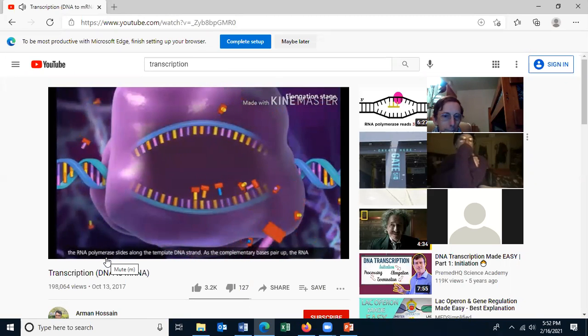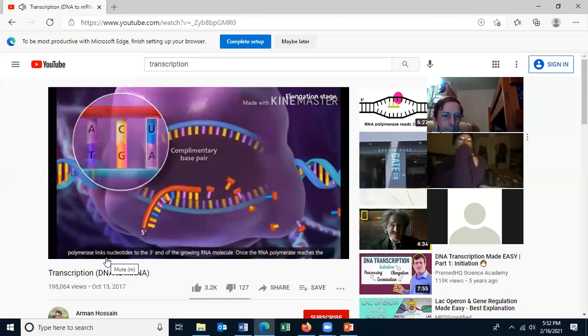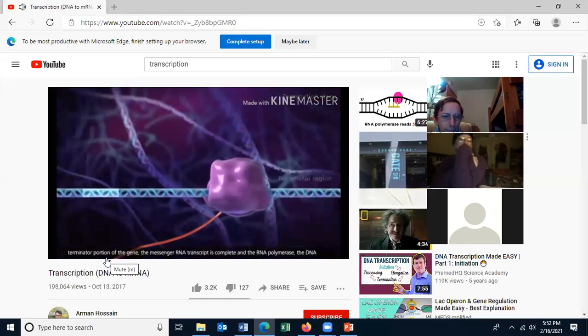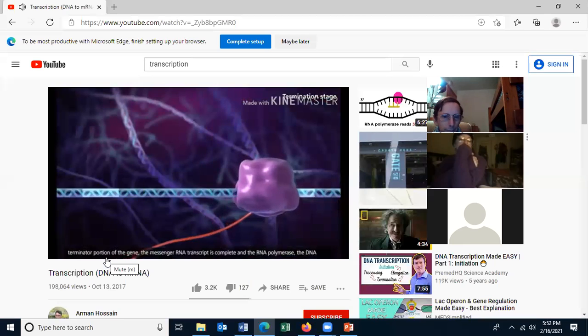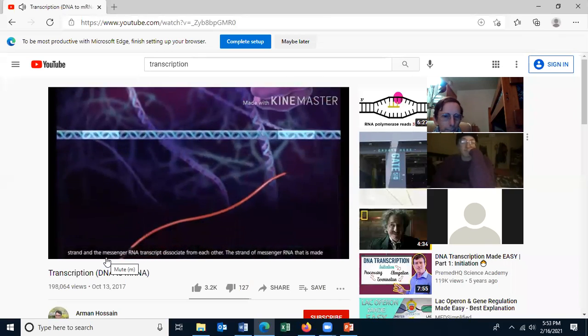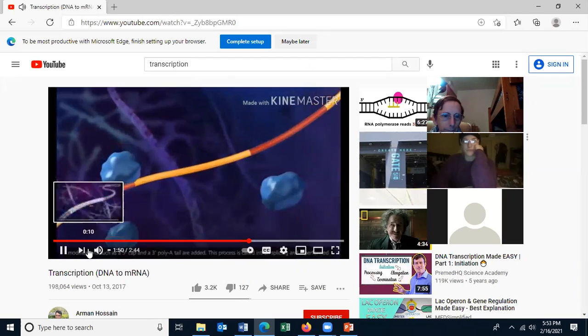Then during elongation, the RNA polymerase slides along the template DNA strand. As the complementary bases pair up, the RNA polymerase links nucleotides to the 3' end of the growing RNA molecule. Once the RNA polymerase reaches the terminator portion of the gene, the messenger RNA transcript is complete, and the RNA polymerase, the DNA strand, and the messenger RNA transcript dissociate from each other. The strand of messenger RNA includes regions called exons that code for a protein, and non-coding sections called introns. In order for the messenger RNA to be used in translation, the introns need to be removed, and modifications such as a 5' cap and a 3' poly A tail are added. This process is called intron splicing and is performed by a complex.